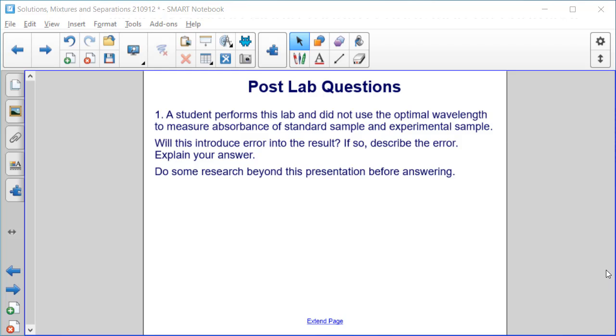So here are some post-lab questions we might expect to see if we gathered all that data that we talked about in the previous 2 slides. A student performs this lab and did not use the optimal wavelength to measure absorbance of standard sample and experimental sample. Will this introduce error into the result? And if so, describe the error and explain your answer. Do some research beyond this presentation before answering, and then I'll advance to the next slide to review.